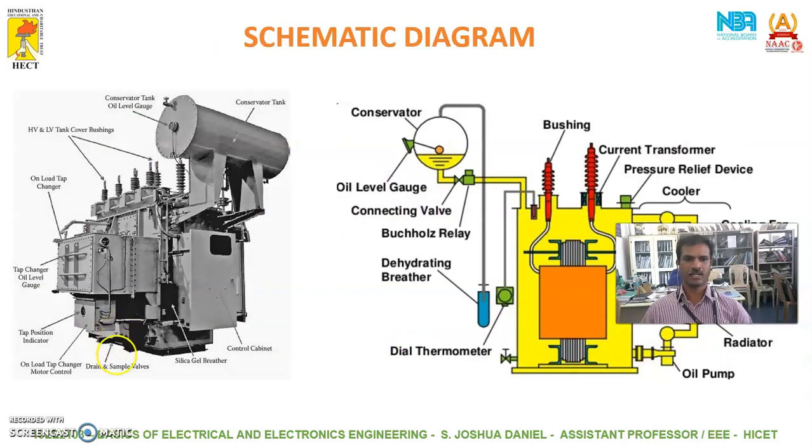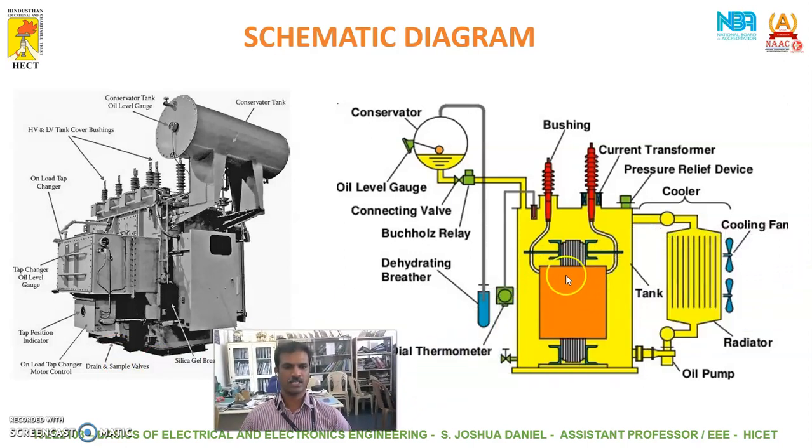So this is the schematic diagram of a transformer. You can see the transformer is submerged or immersed in transformer oil, and it is kept in this tank, right? Why do we do that? Because there are losses in a transformer, right? These losses are in the form of heat, and the heat is absorbed by this transformer oil. And one more thing is this oil gives insulation to the transformer.